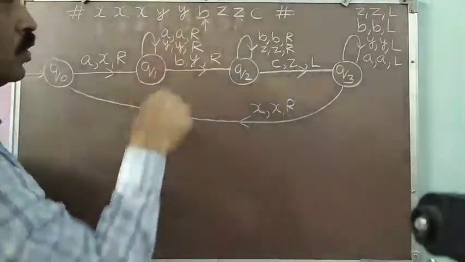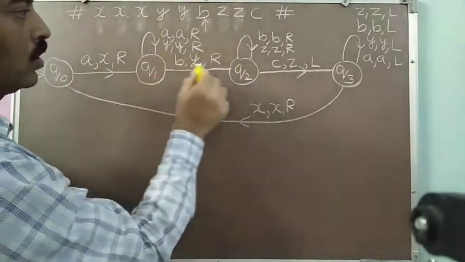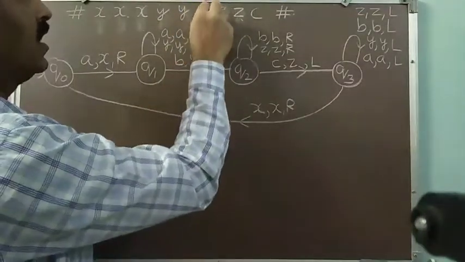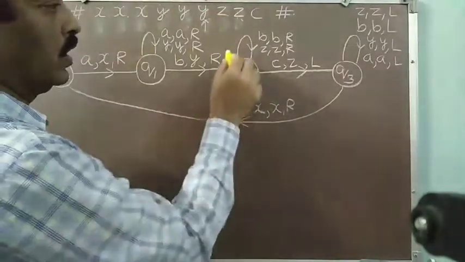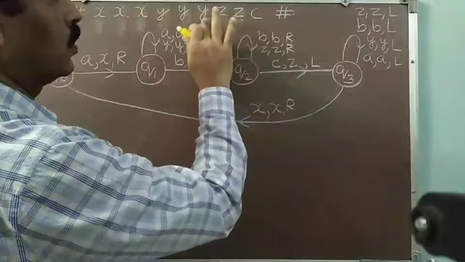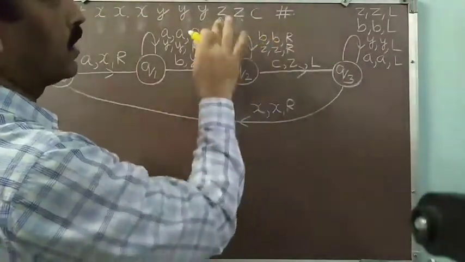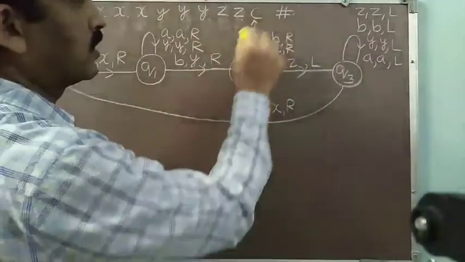I have come here. So I have found the corresponding B. As I have found the corresponding B, corresponding to this transition B, Y, R, I will mark this B with Y, and then move to the state Q2. In the Q2 state, I am finding Z, Z, R. So I have moved one position right. So this Z I will skip, this Z I will skip, and I will move to this C.